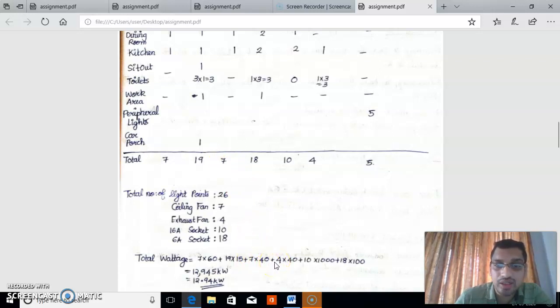Then plus 4 number of exhaust fans. So wattage of exhaust fan is 40. So 4 into 40. Then 10 number of power plugs, and wattage of each power plug is 1000 watts. So 10 into 1000 plus 18 number of 6 ampere sockets, and wattage of each 6 ampere socket we assumed as 100 watts. So plus 18 into 100. Then we get 12,945 watts or 12.94 kilowatt. So that is the connected load of our building. So this is the first part of the problem.